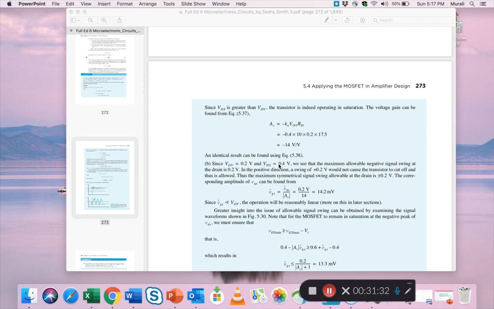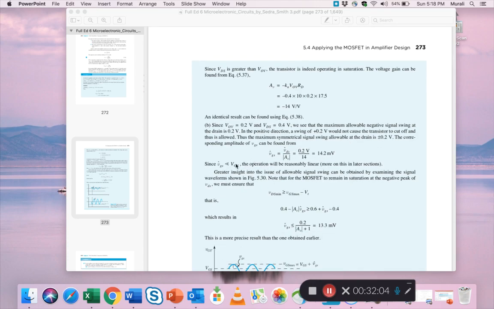That is the most you can go without going into saturation in one direction, right? So what does that mean on the input side? You take the output swing allowed divided by the gain and you get the input swing allowed, which is 1/14.2, right? So on the input side, this is going positive. You can go negative on the output side by 0.2, right?